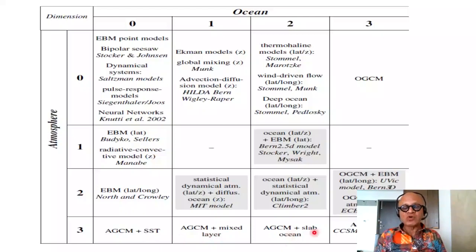AGCM plus slab ocean model. Here slab means that in the mixed layer model, the upper layer of the ocean can change in thickness either in time or in space and time, whereas in a slab ocean model it's fixed. So that makes a difference in terms of the heat capacity and the amount of heat being moved and so on. Atmosphere, ocean, general circulation models, many exist now in the world. CCSM3 from NCAR and HADGEM from the UK Met Office are just a couple of examples.